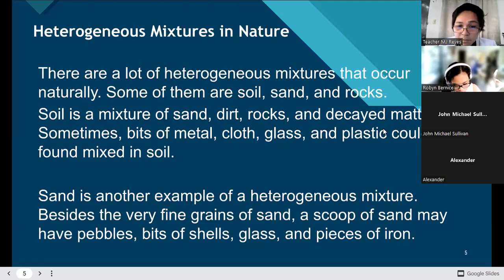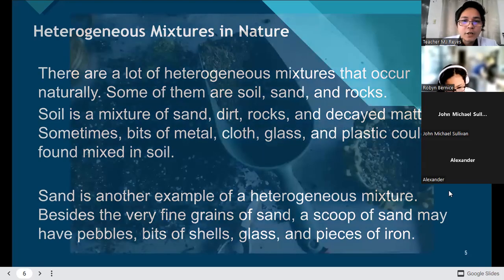Sand is another example of a heterogeneous mixture. Besides the very fine grains of sand, a scoop of sand may have pebbles, bits of shells, glass, and a piece of iron. So if you look at it, heterogeneous mixtures are distinguishable. You can distinguish the different ingredients or different components of that certain mixture.